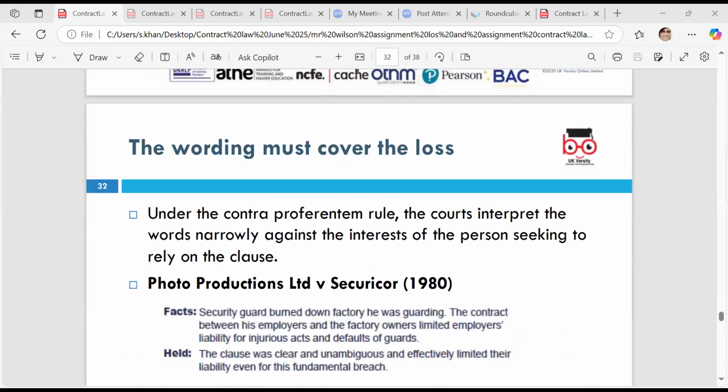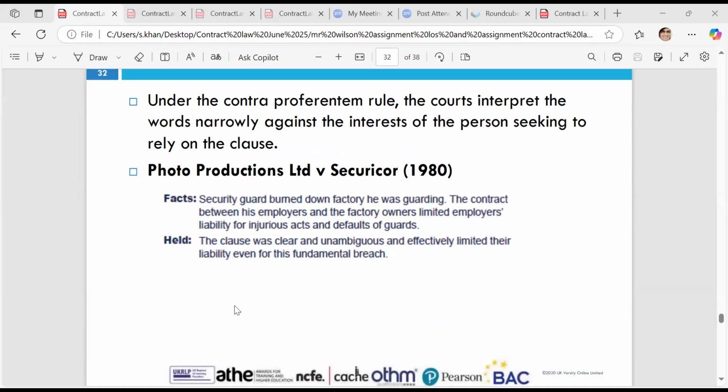The next one is the wording must cover the loss. So, to have an effective legal document, the courts interpret the words narrowly against the interests of the person seeking to rely on the clause. So, there must be clarity, it must be clear and unambiguous. The wording must leave no room for interpretation. And the case of that is Photo Production Limited v Securicor 1980.